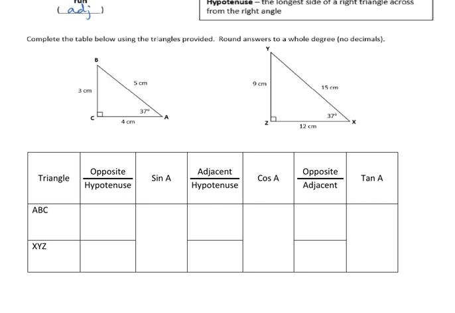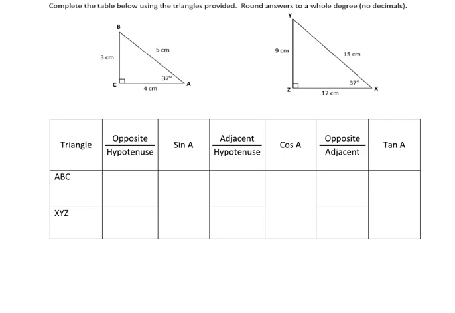Now, here's what we're going to do. We have two triangles here. One triangle with angle 37 and sides 3, 5, and 4. The other triangle has also angle 37 with sides 9, 15, and 12. The first thing we're going to do is label our triangle. This is my angle of focus here. So where is my opposite, hypotenuse, and adjacent? What's my opposite? 3. That's right. So 3 centimeters is my opposite, because that's the one across from the 37 degrees.